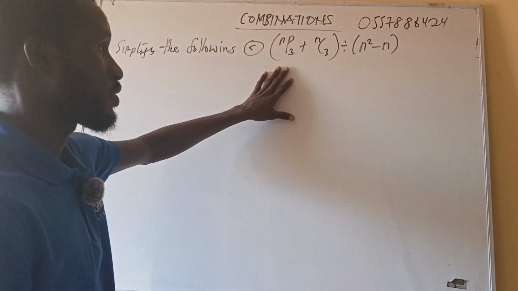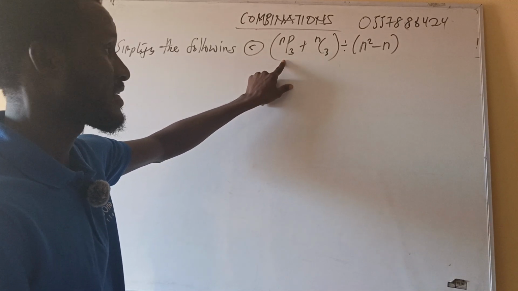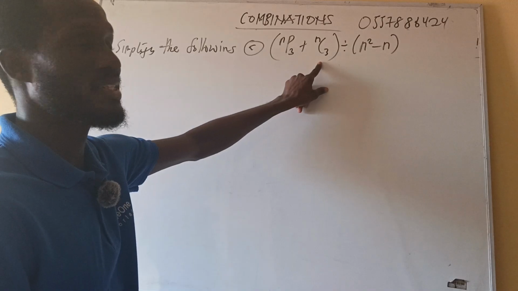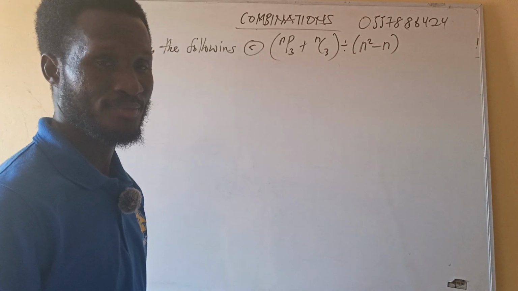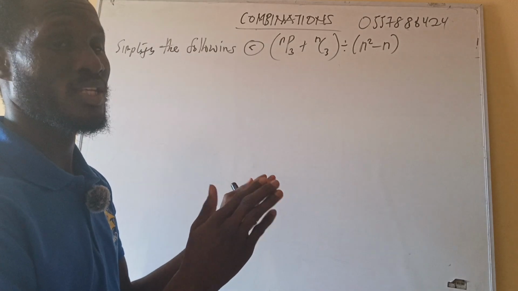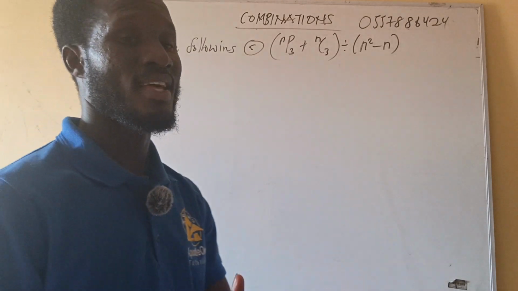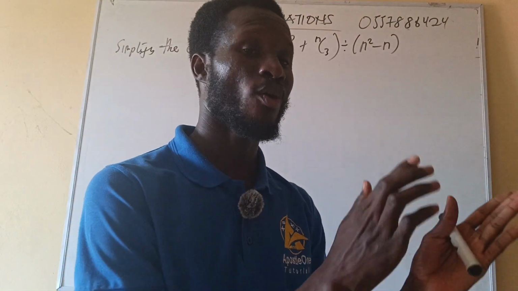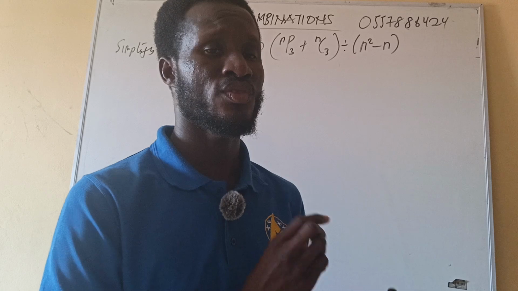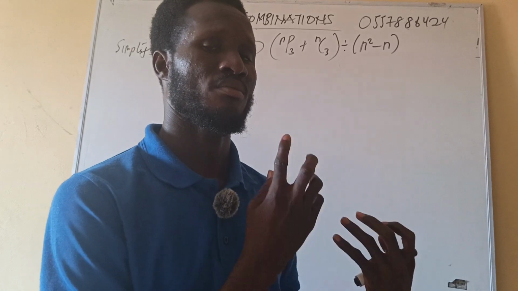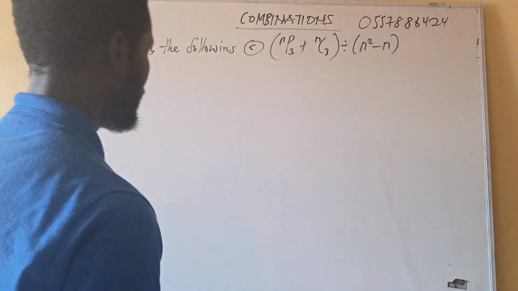Now we are coming to solve this one. The first question we have is nP3 plus nC3 divided by n squared minus n. This one is a combination of permutation and combination, so you need to understand something about both. Make sure you go and watch my previous videos on permutation and combination before we solve this one. Now let's move on.